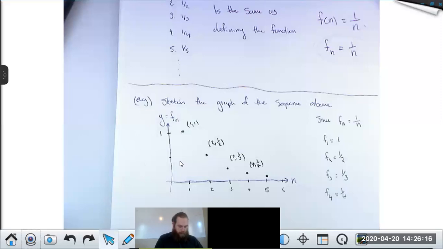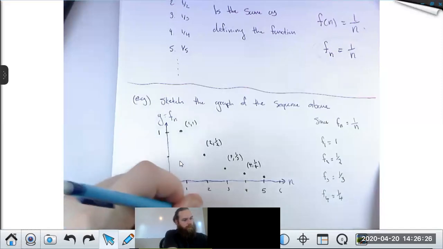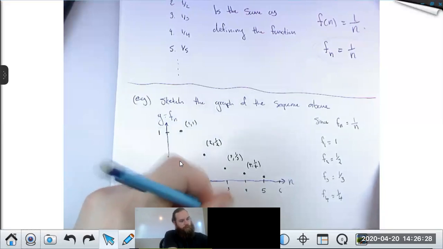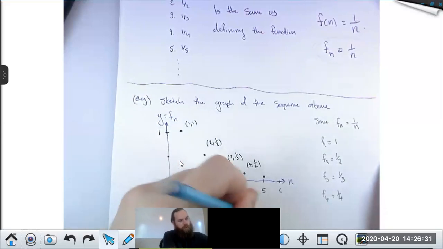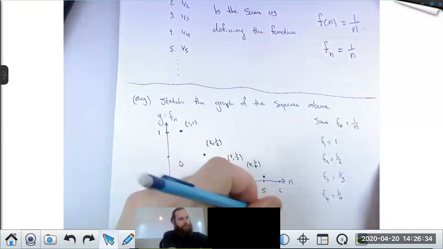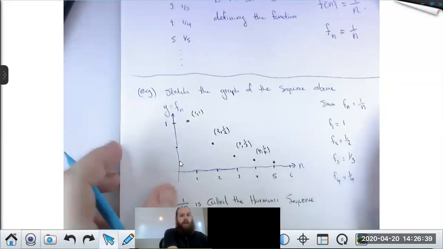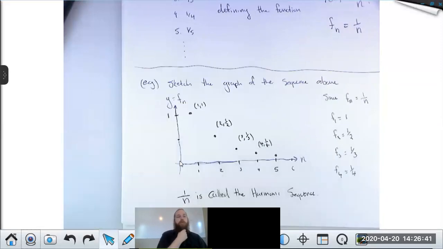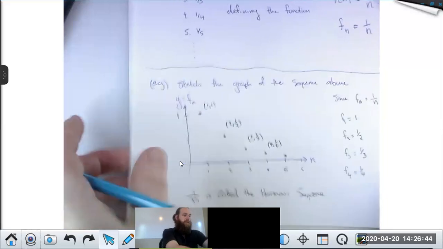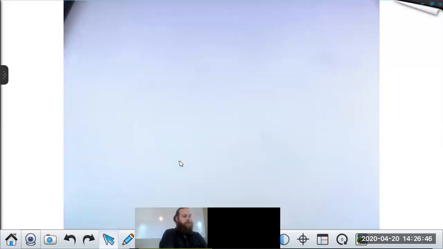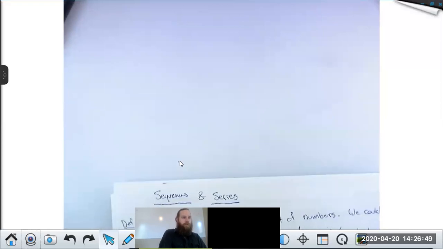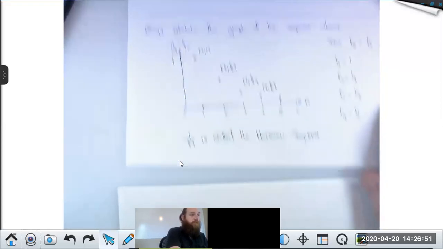Okay. The sequence I just graphed for you has a special name. It's called the harmonic sequence. So the sequence 1/n is called the harmonic sequence. There are lots and lots of named sequences, a lot of famous sequences. You've probably heard of the Fibonacci sequence. There's the sequence of prime numbers, sequence of even numbers, the sequence of odd numbers.